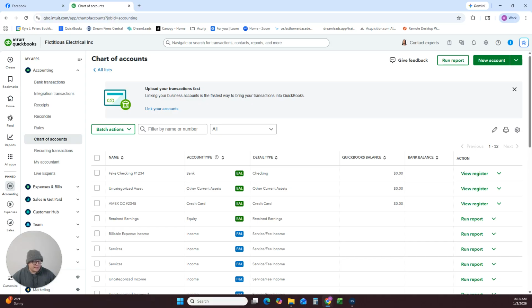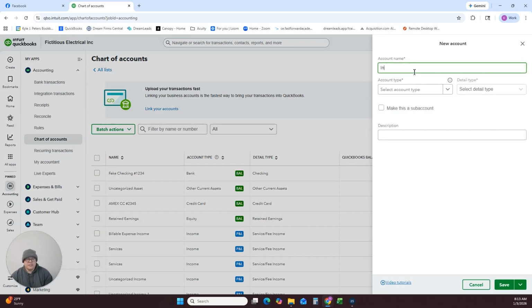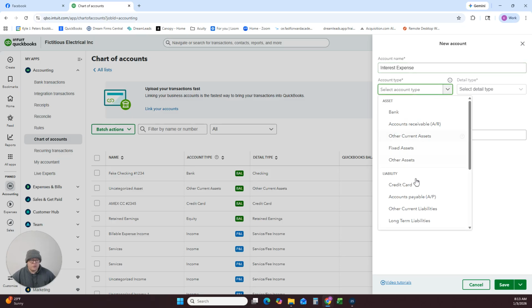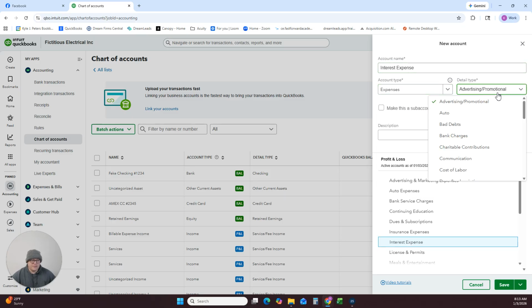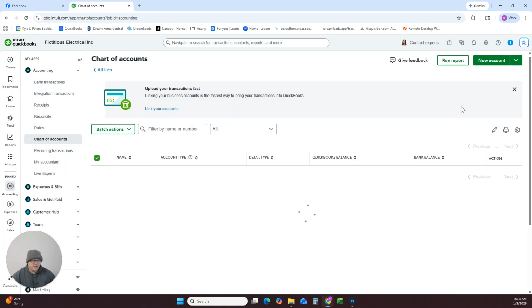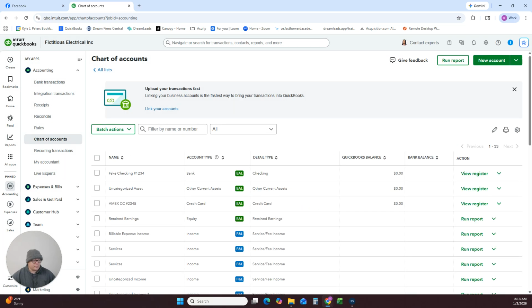I think that's a pretty decent list right now. Oh, you know what? Interest. If you're paying any loans that are business related, you're going to have interest expense, interest paid. Yeah, I think that's a decent list for now.